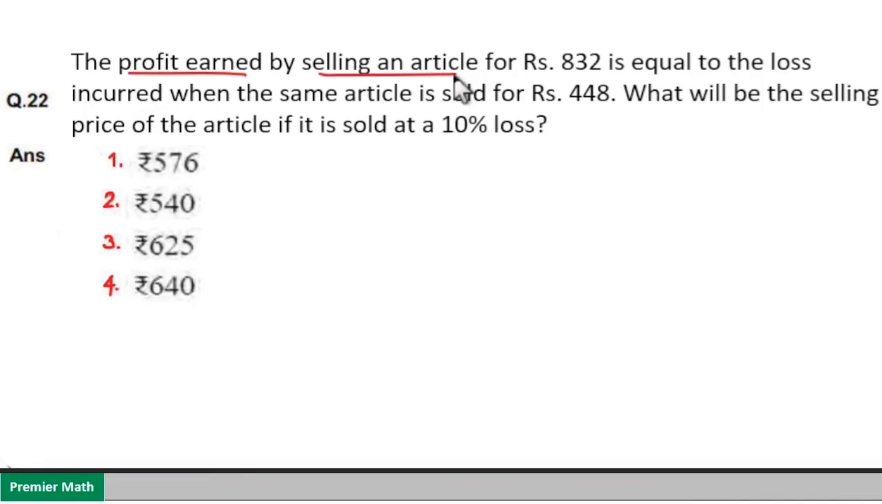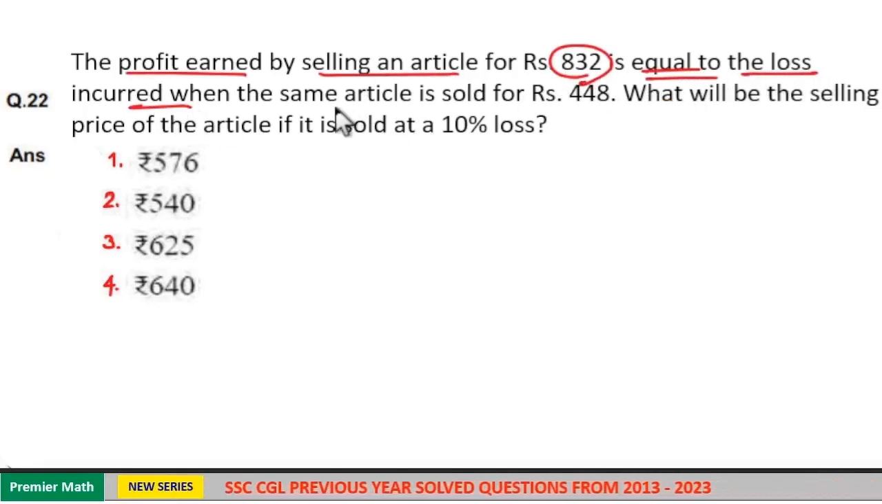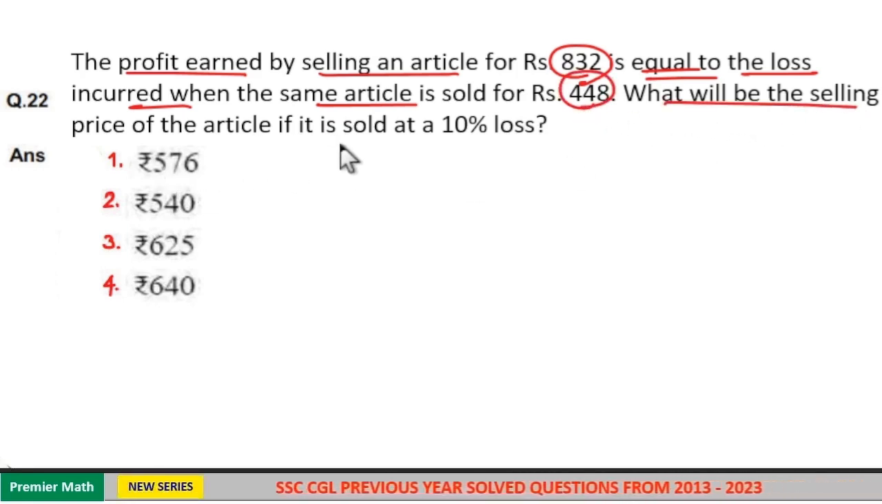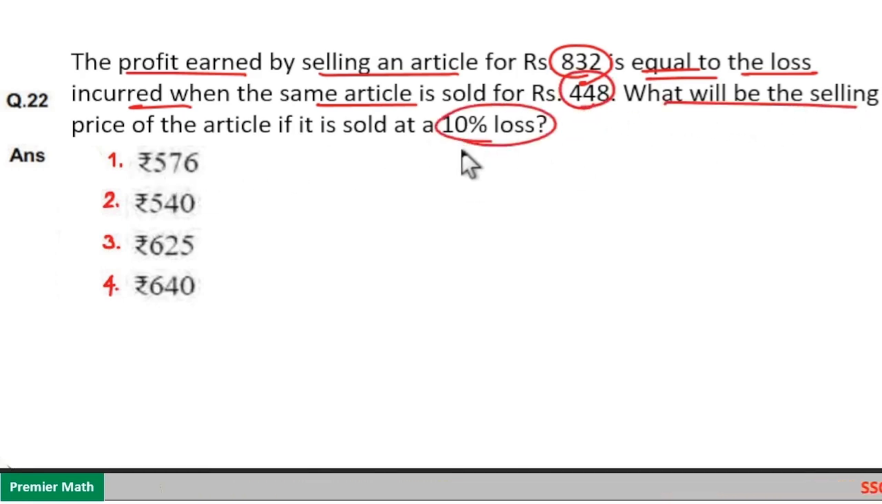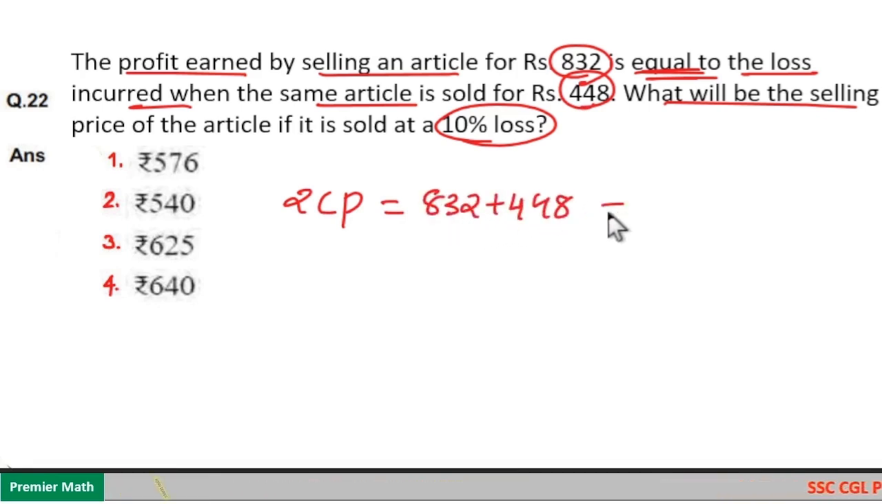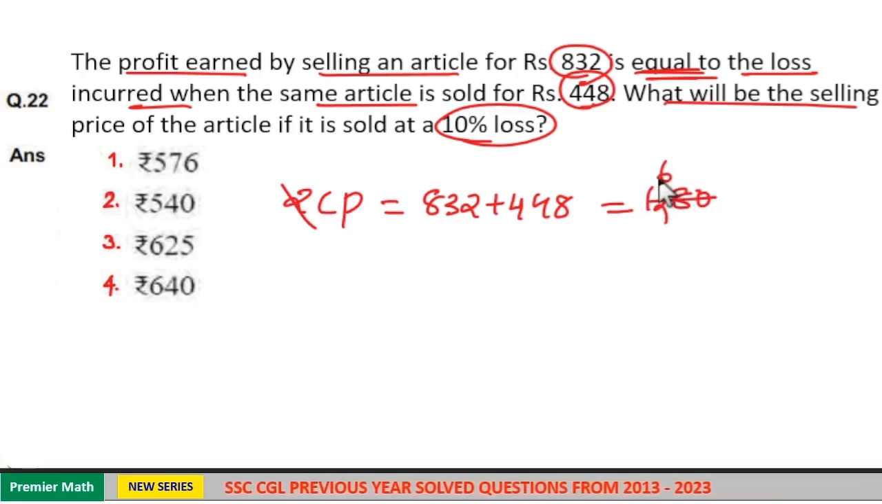Profit earned by selling an article for rupees 832 is equal to the loss incurred when the same article is sold for rupees 448. What will be the selling price of the article if it is sold at 10% loss? Here profit equals loss. So you can write 2CP as the sum of the selling prices, that is 832 plus 448. 48 plus 32 is 80 and 8 plus 4 is 12. So 2CP is 1280, which means 1CP, that is the cost price, is equal to 640.